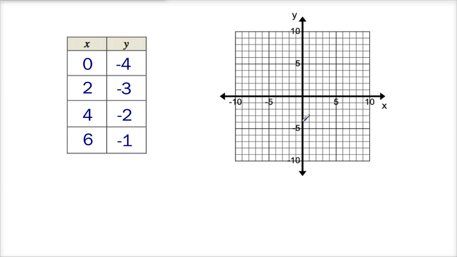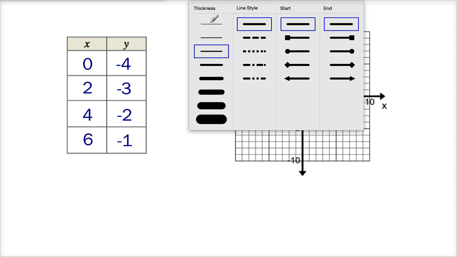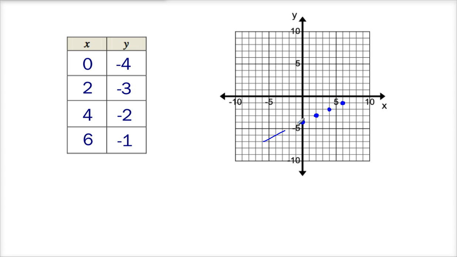So (0, -4) is right here. (2, -3), let's see, is right there. (4, -2) is right here. And (6, -1) is right here. So like I said, these points are just giving me a few specific points from this line.